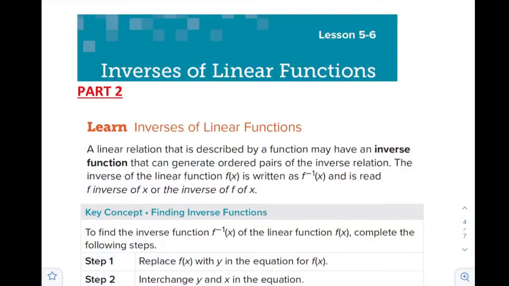Hello again. We are now in lesson 5-6, inverses of linear functions, part 2. Our lesson today is to find the inverse of a linear function.